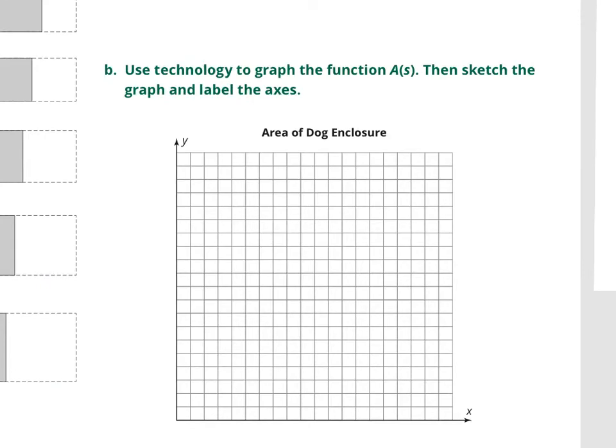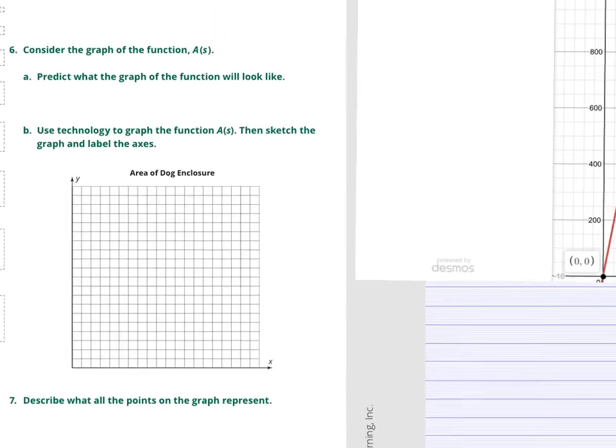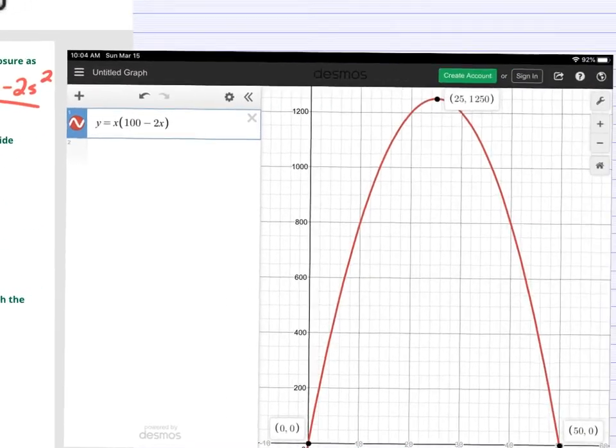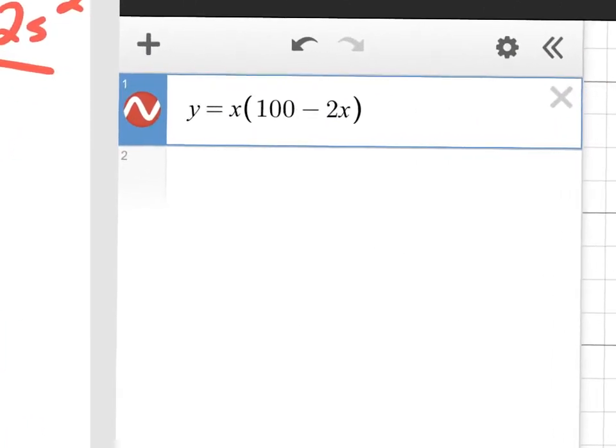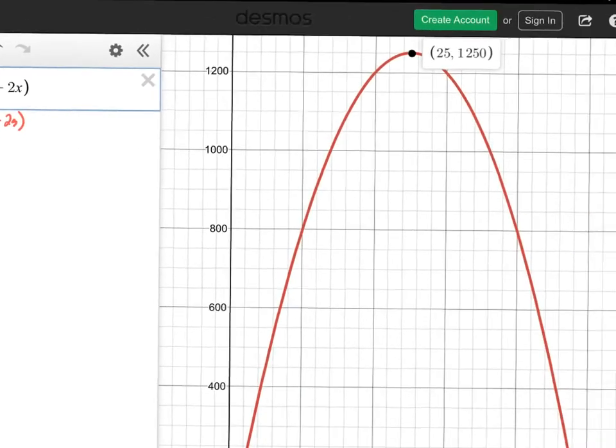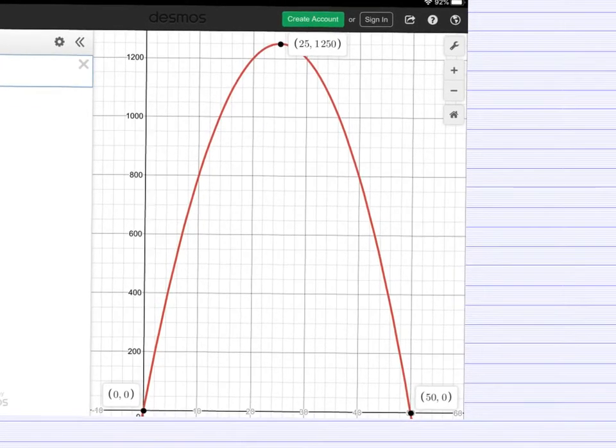All right, B, use technology to graph the function A of s, then sketch the graph and label the axes. Now I went ahead and put a screenshot on here. Here's the equation that we wrote a while ago. Area as a function of side equals the side length times the length, which is 100 minus 2s. Now when I type it into Desmos, instead of s, I used x, and I get this parabola right here.